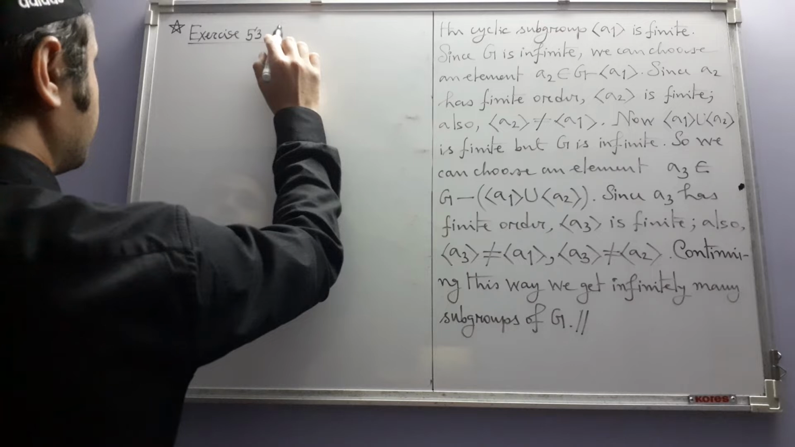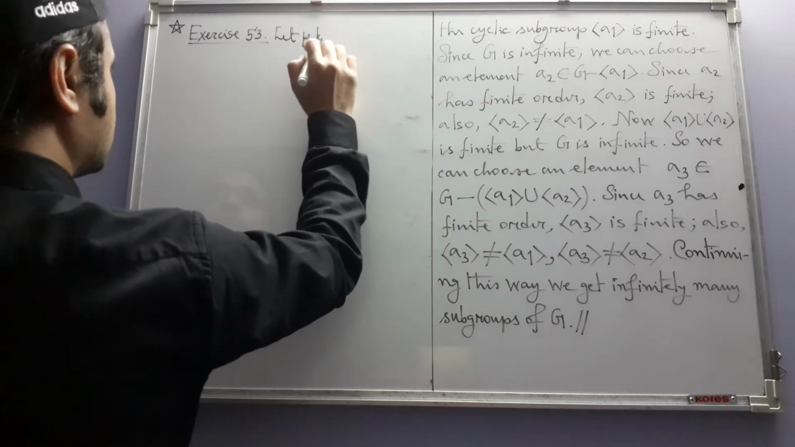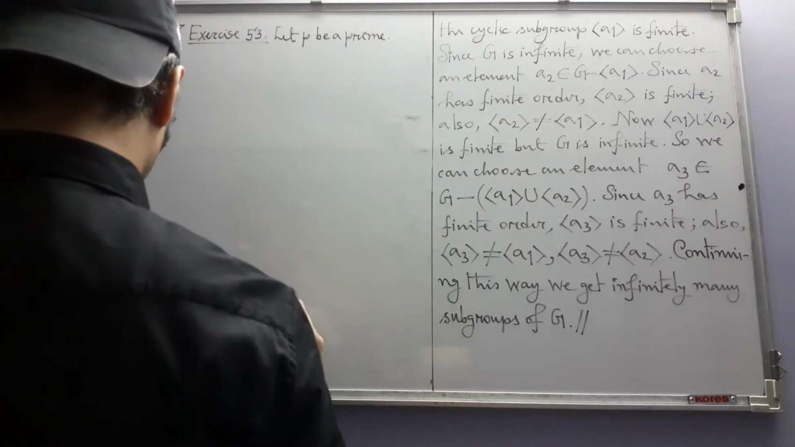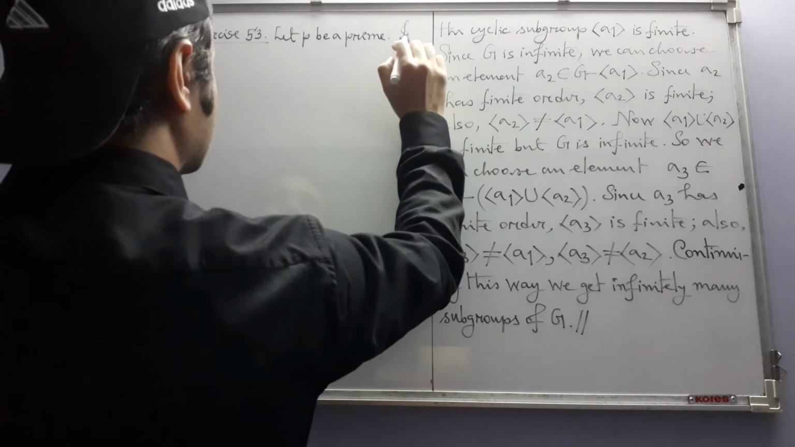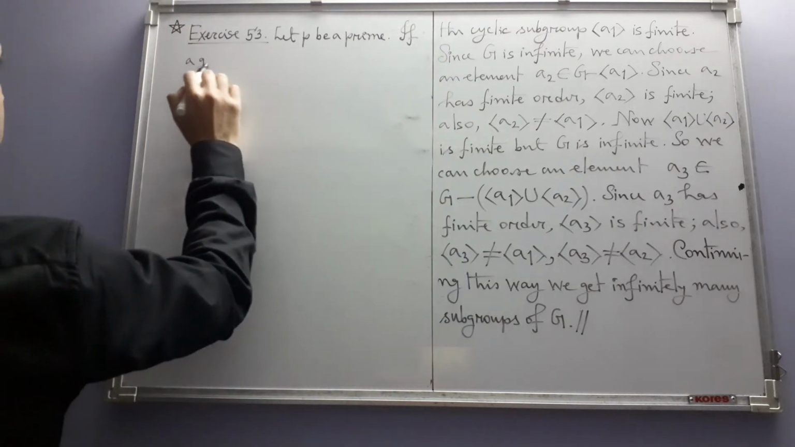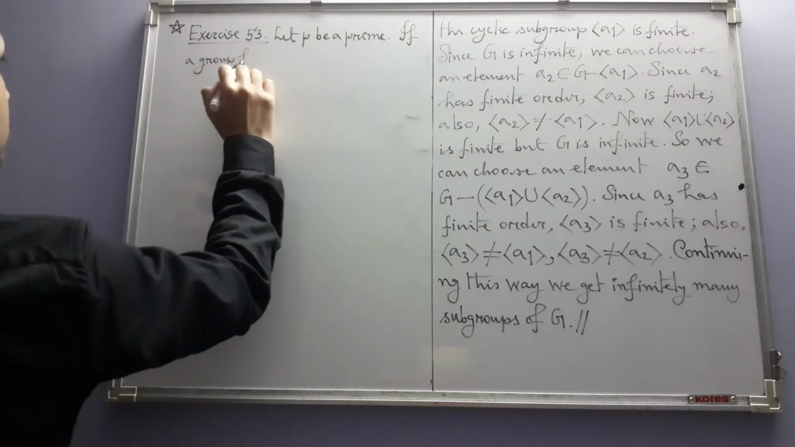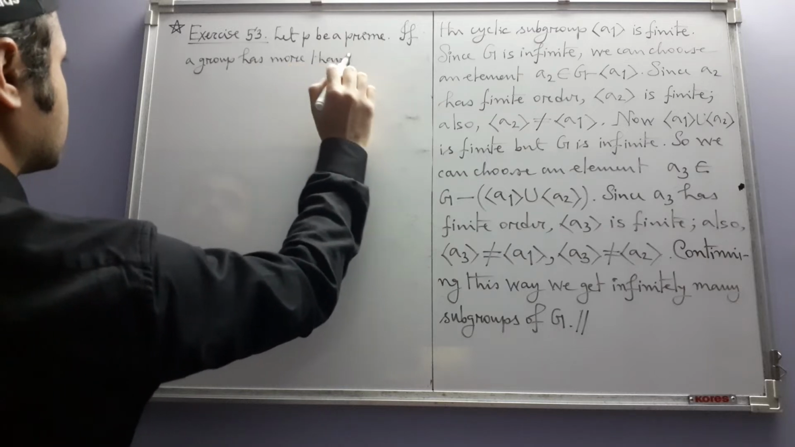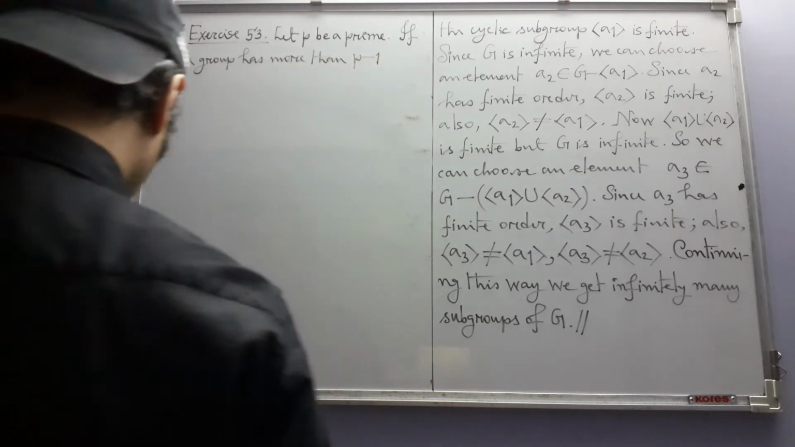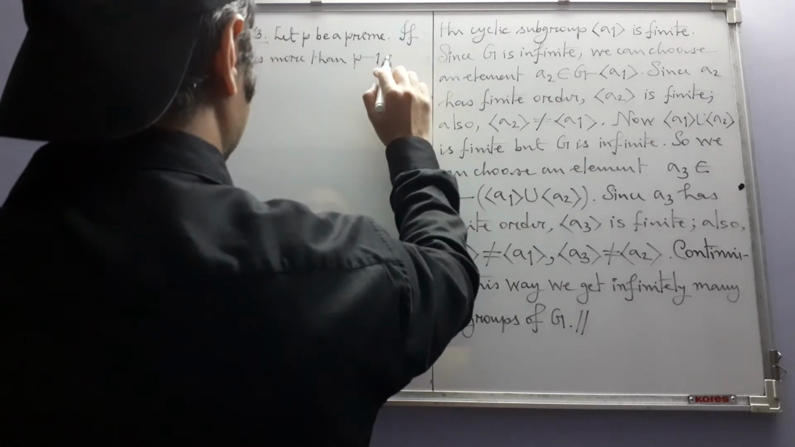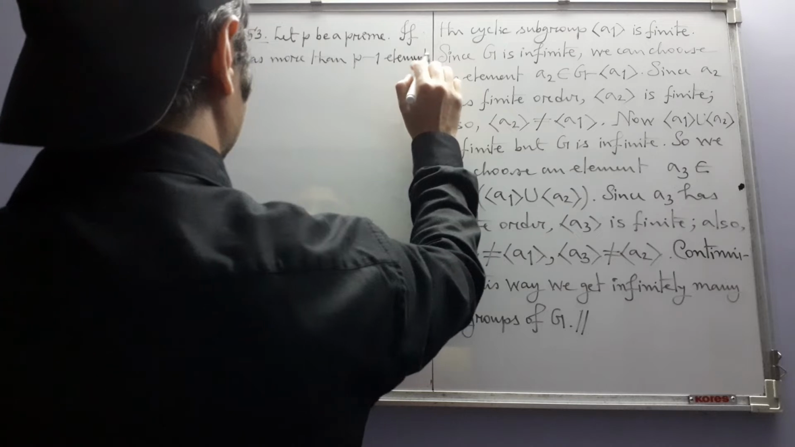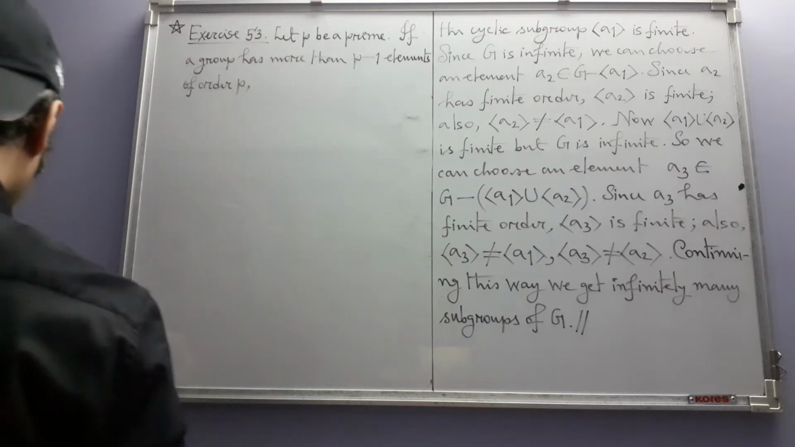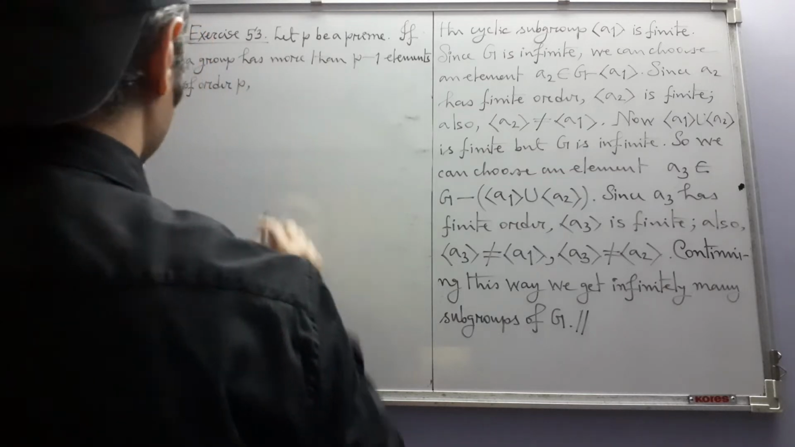Let p be a prime. If a group has more than p minus 1 elements of order p, why can't the group be cyclic?